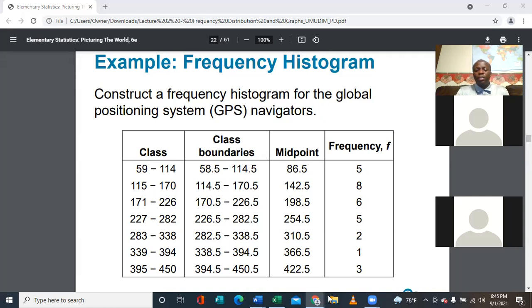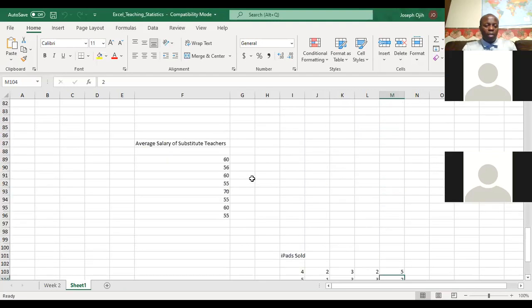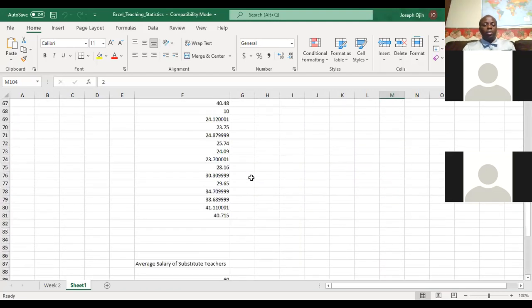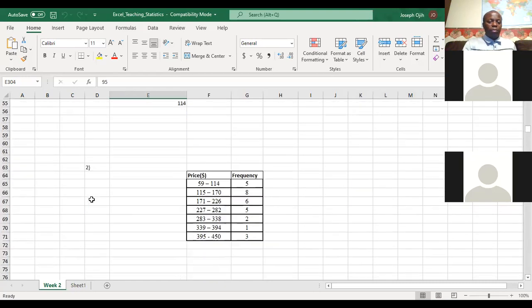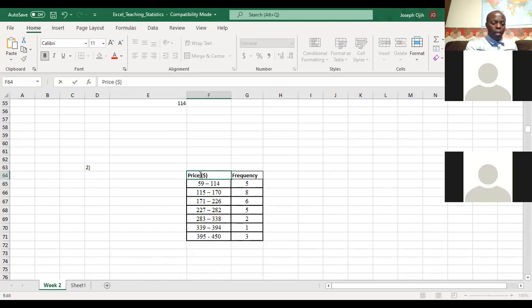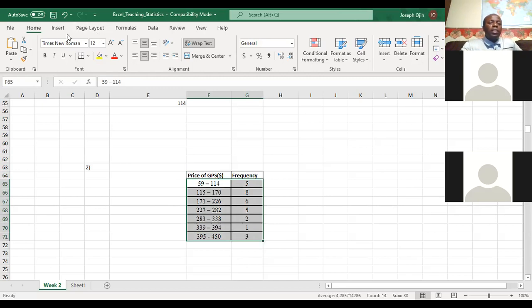Excel makes it easy for us to draw this. I think I have these numbers entered already. Okay, it's not here. I must have it somewhere at the bottom. Okay, it's not here, so let me check the second sheet. Yeah, I think we got it here. See? Price of GPS, and the frequency. Now you're ready to draw. What you have to do is highlight the numbers from here. Click insert.